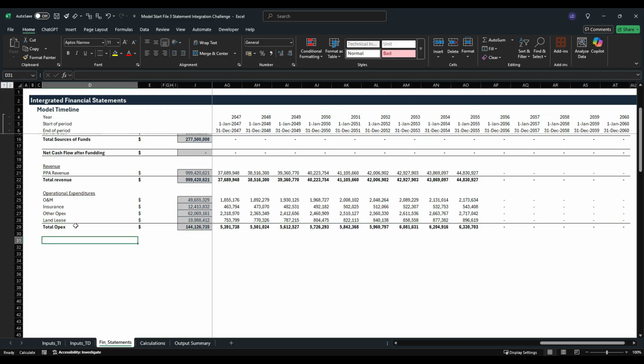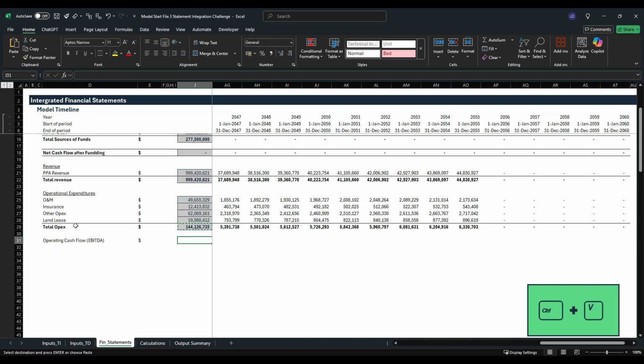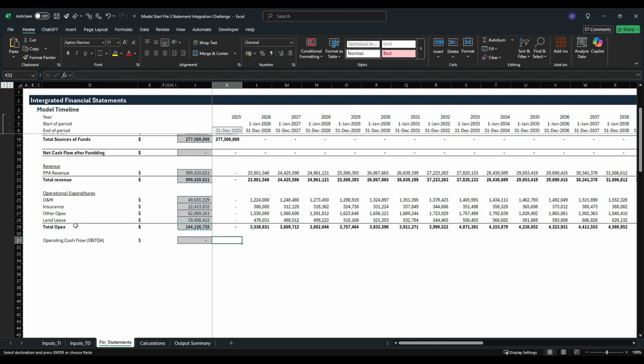So after our total OPEX, we'll have our operating cash flow, which is also referred to as EBITDA, which is earnings before interest, tax, depreciation, and amortization. That's given in dollars. Pick up a row total, paste it here.